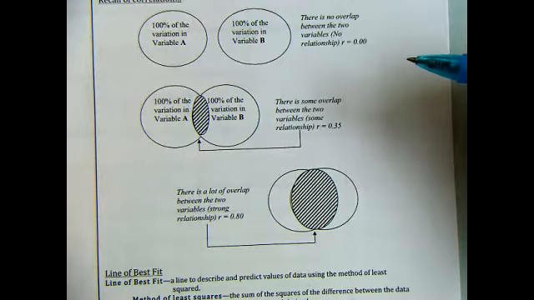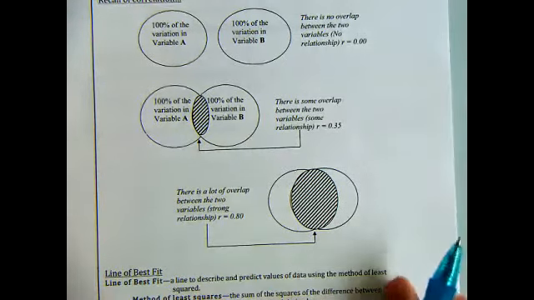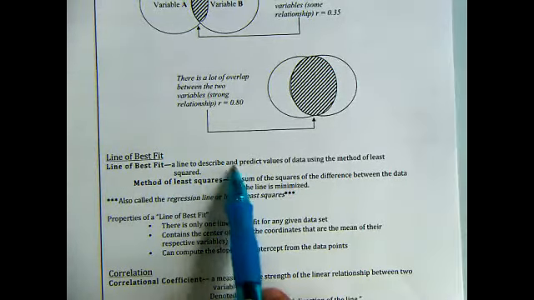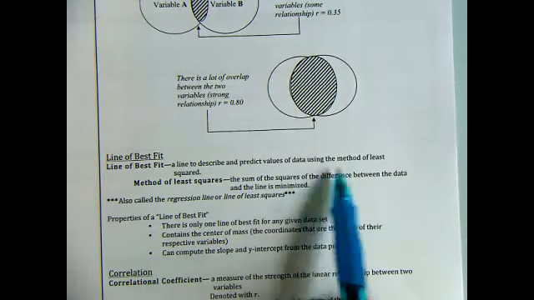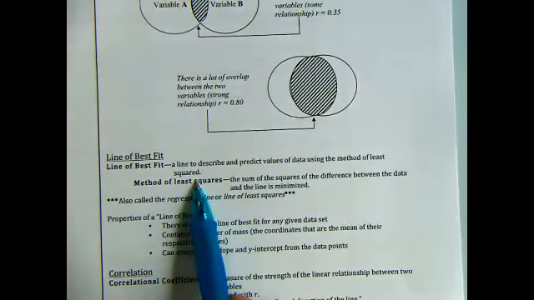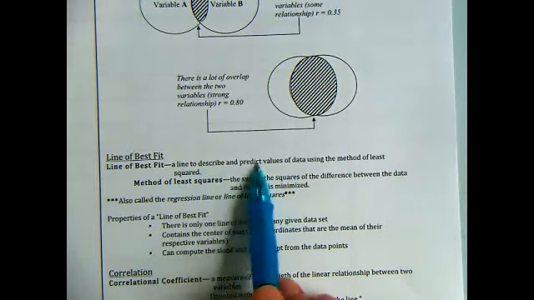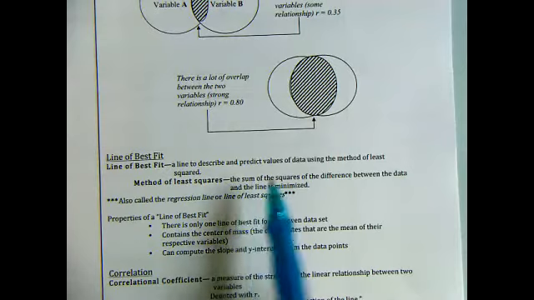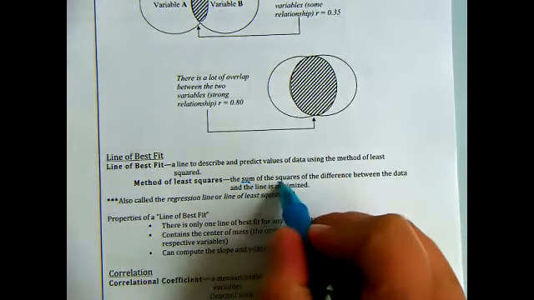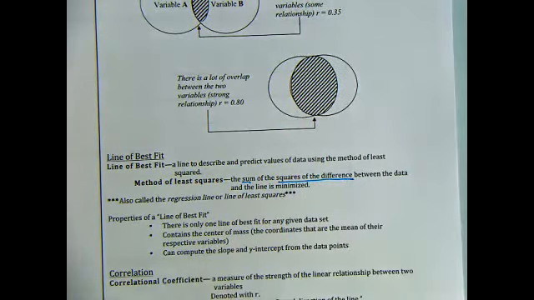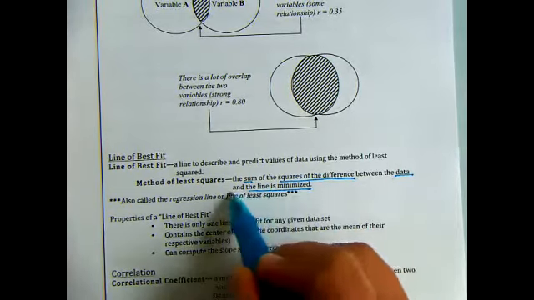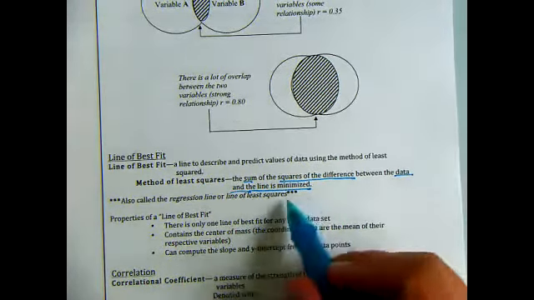So let's talk about the line of best fit, okay? The line of best fit is a line to describe and predict values of data using the method of least squares. So the method of least squares is that the sum of the squares of the difference between the data and the line, okay? Between data and the line.